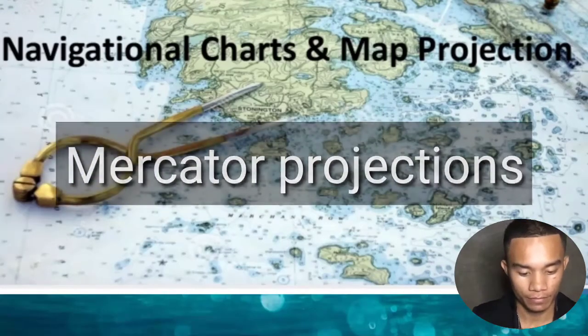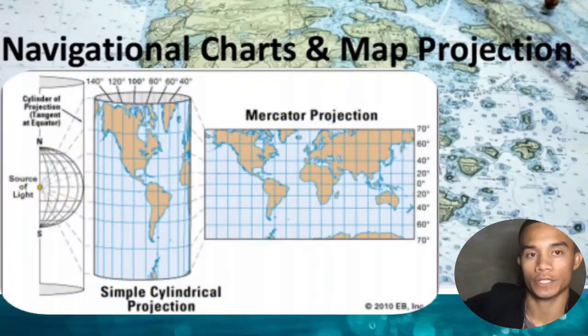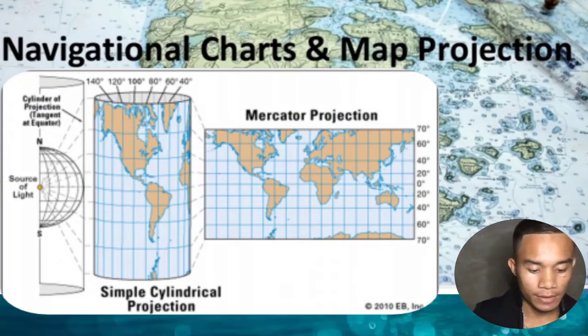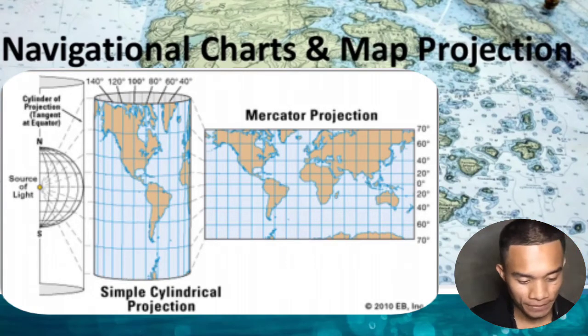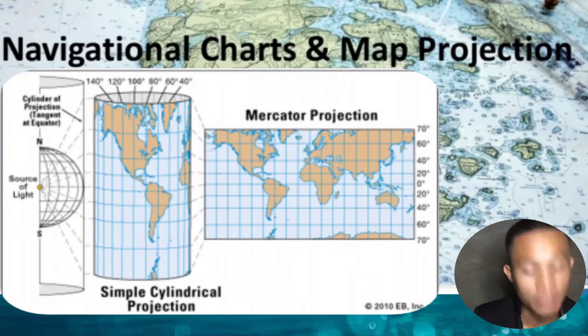Mercator projection. Simple cylindrical projection. Cylinder of projection, tangent at equator. Source of light. 70 degrees, 60, 40, 20, 0, 20, 40, 60, 70 degrees.